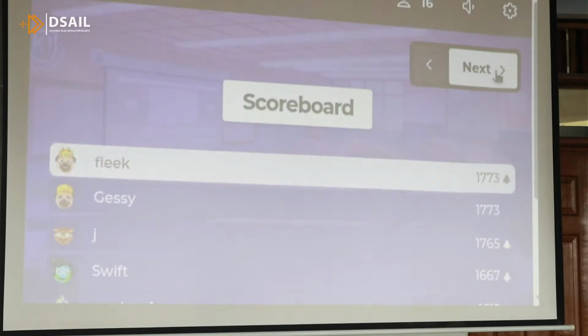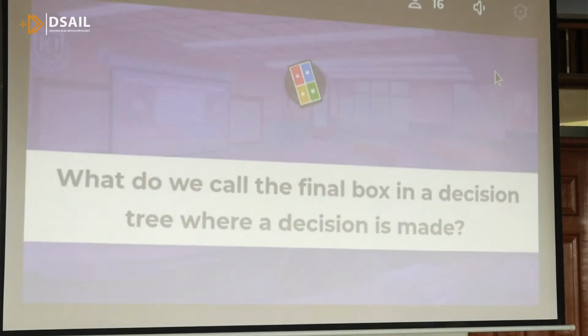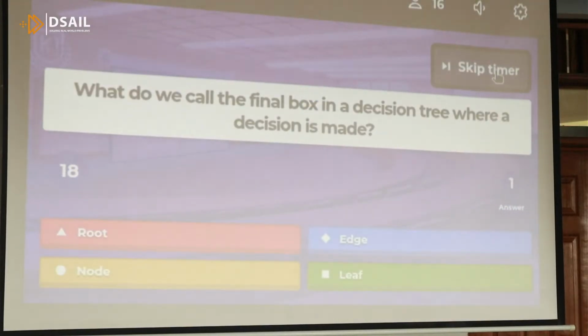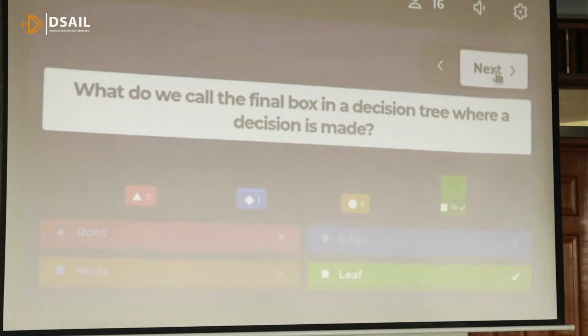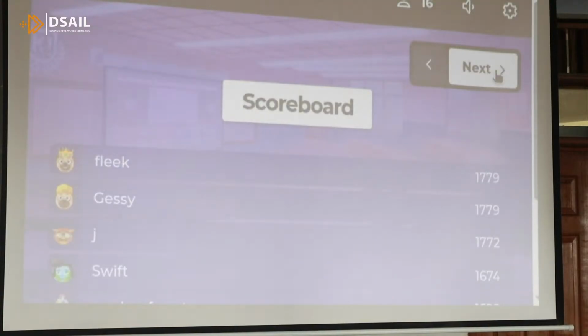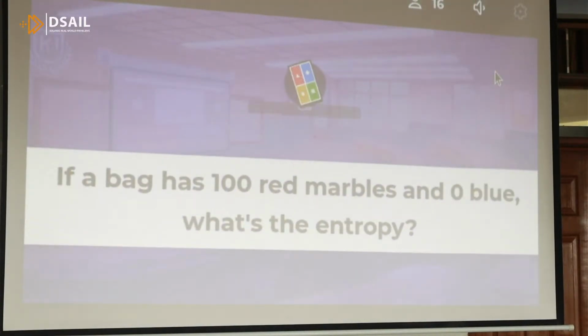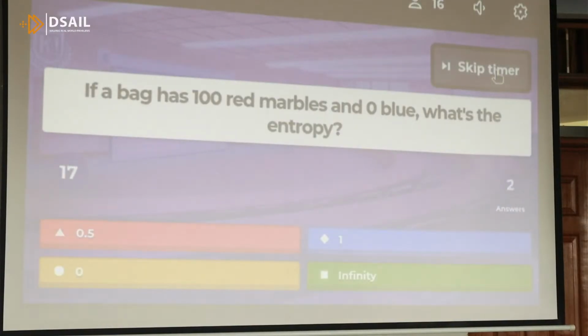Let's see. Three more people, two more, okay. This should be easy and fast.